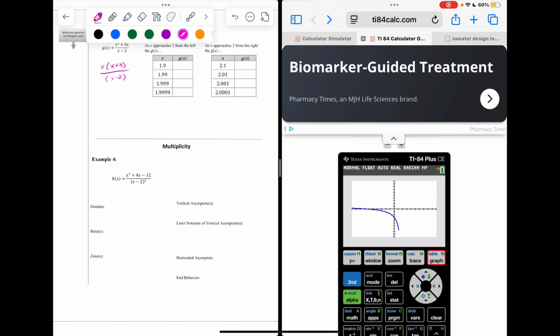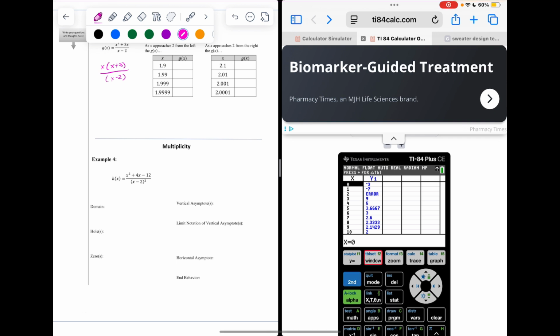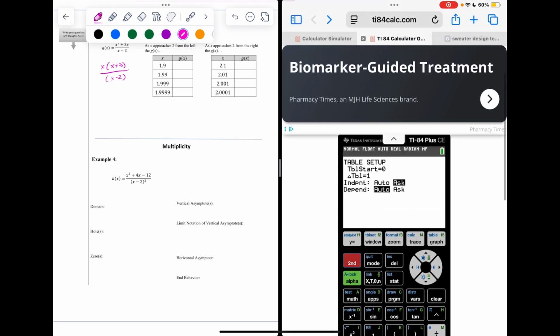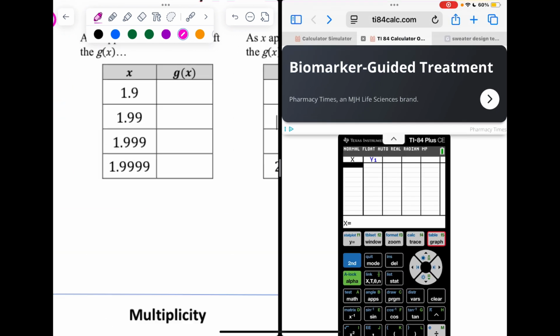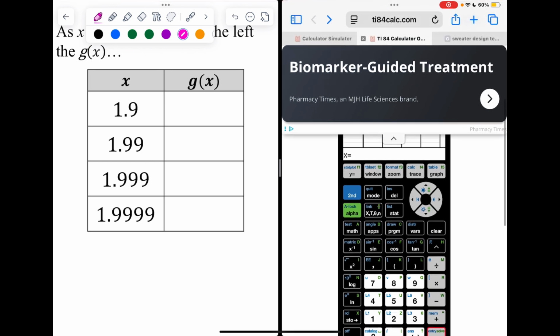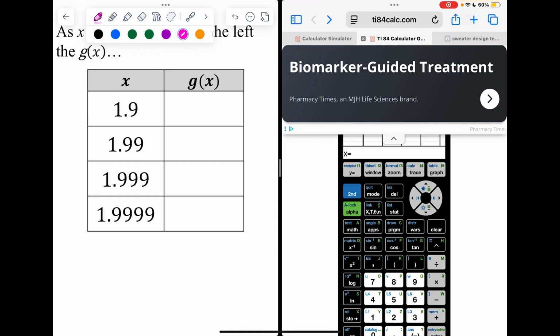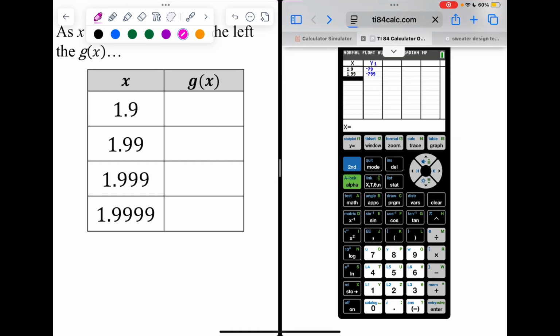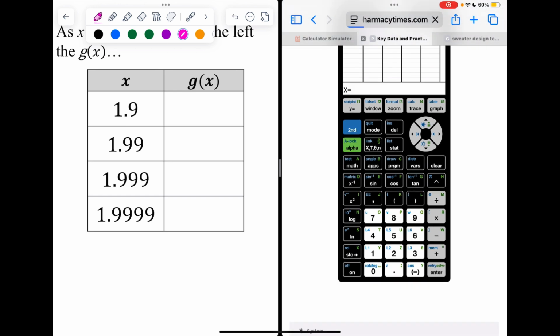Let's graph it. Okay, and actually before we can graph it, let's look to see what's going on here. Remember that we're going to change our table set, so go to table set. We're going to have it changed to ask, because I want to see what's going on on the left and right. So let's plug in some of those values. So let's do 1.9, 1.99, 1.999.